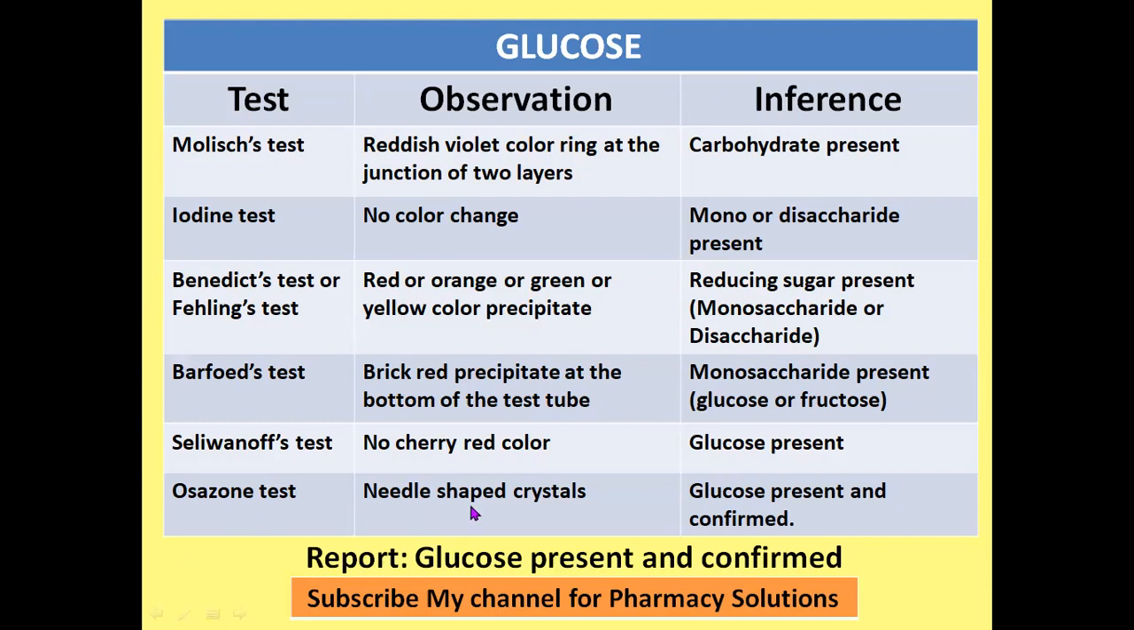For confirmation, you are doing the osazone test. This is not confirmative, but here itself you have confirmed it. So this is how the tabular column and your report should be, in case glucose is your unknown sample.